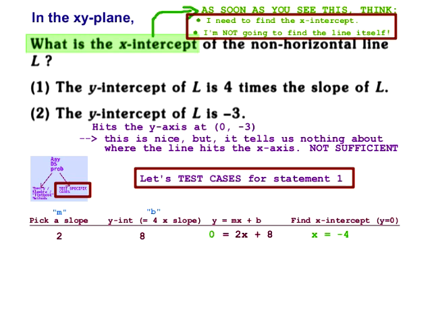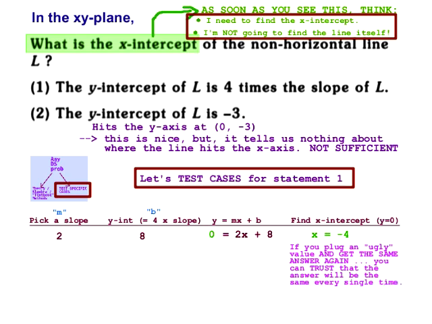Okay, just try with a couple more. Now here's the deal, right? Not sufficient means you get 2 different x-intercepts. Sufficient means you're stuck with the same x-intercept every time. The way to make this efficient here is if you plug in a really ugly value and get the same answer that we already got, you can just be done. You can trust that the answer will be the same every time. Because that would just be beyond all possible coincidence, right?